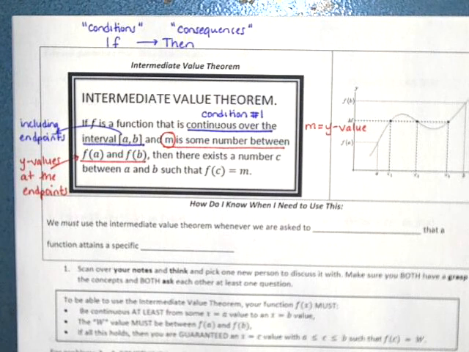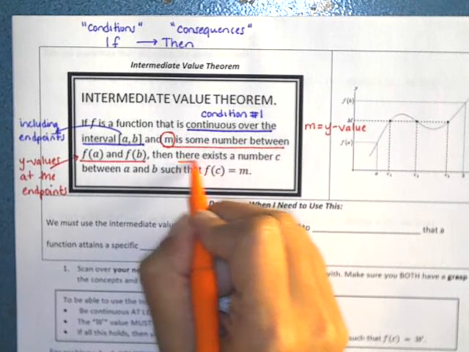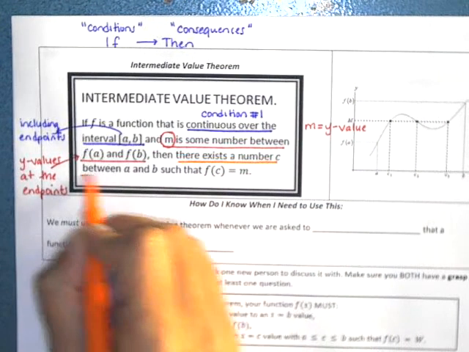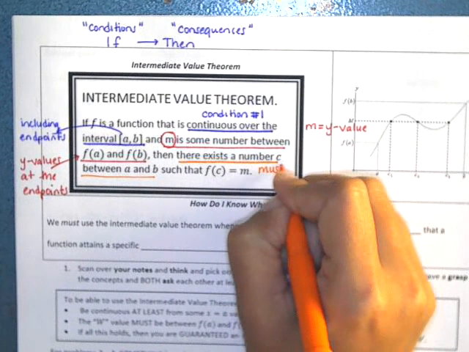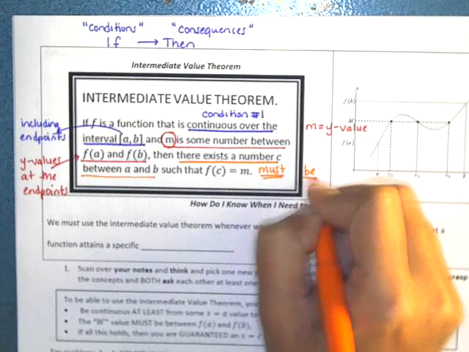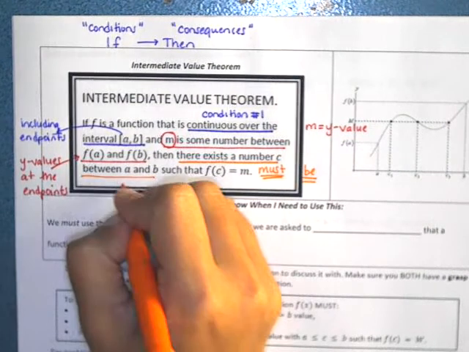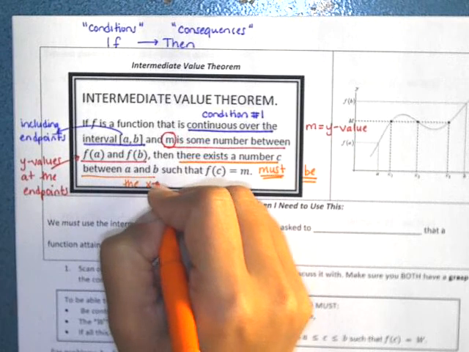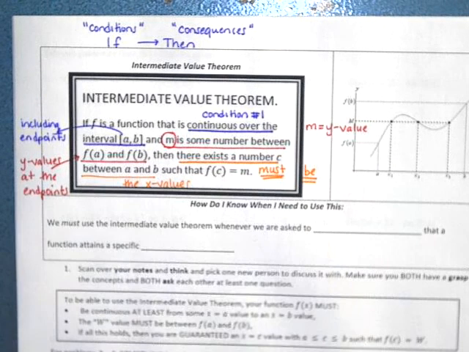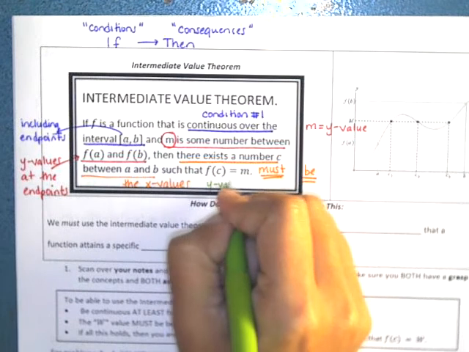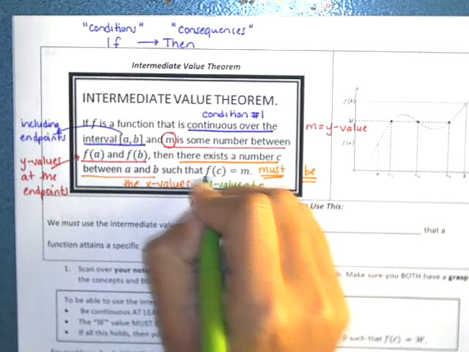So as long as you're continuous and the number that you want is in between the endpoints, then there must be, so when they say there exists, they mean there must be a number c. It's not optional. It has to be a number between a and b. So between the x values such that the y value at c is equal to m.